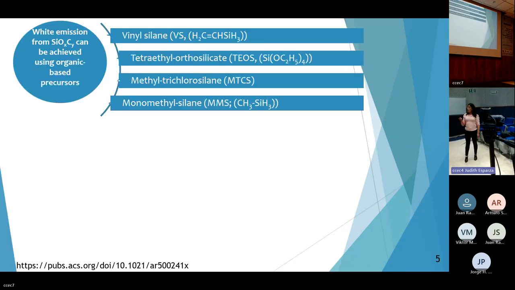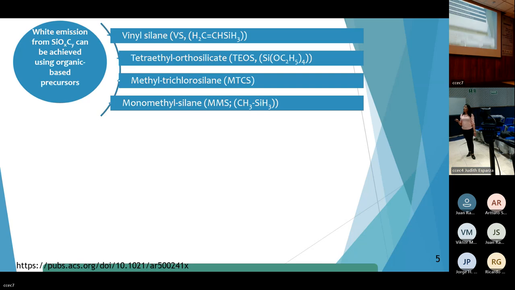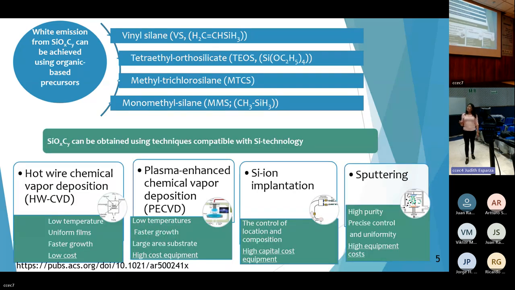Additionally, silicon oxycarbide can be obtained using organic precursors, such as vinyl silane, tetraethoxysilane, methyl trichloride, tetraalkylsilane, and monomethylsilane. The organic precursor is very important because it avoids the use of toxic materials. Additionally, this could be obtained with different techniques using silicon technology, such as hot wire CVD, plasma chemical vapor deposition, silicon ion implantation, and sputtering. Each system has different properties.